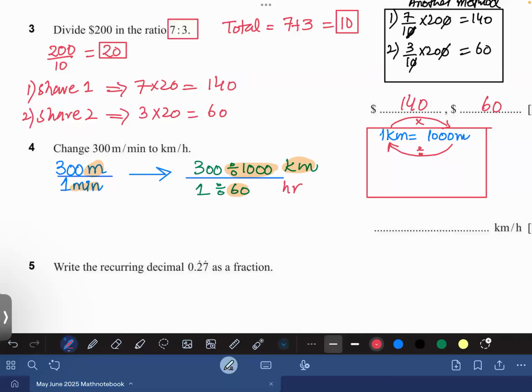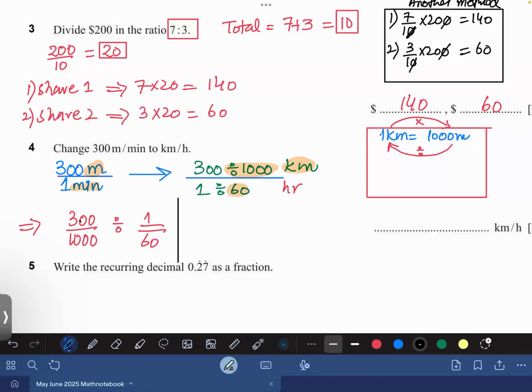Understood, everybody? Yes sir, clear. Okay, now proceeding with a step here. If, for example, this is not in the calculator version paper, it would be 300 divided by 1000, divided by 1 divided by 60. So we know that this is the same thing. Do you agree with me or not? This is another way of writing the top step.